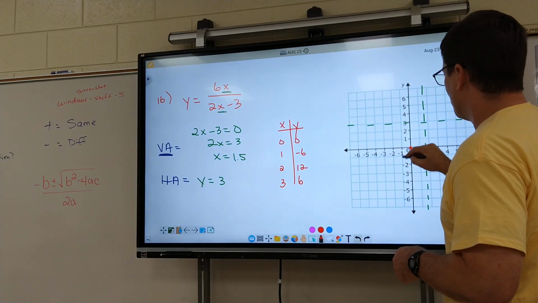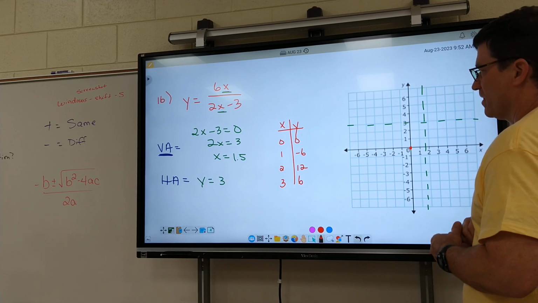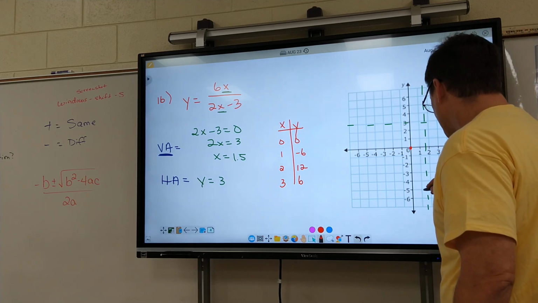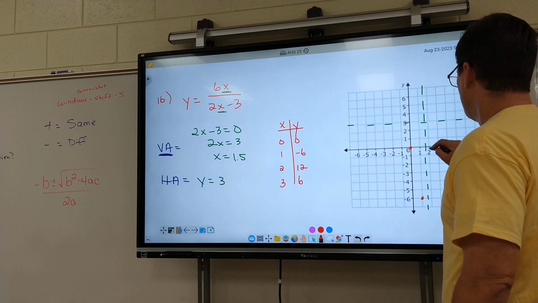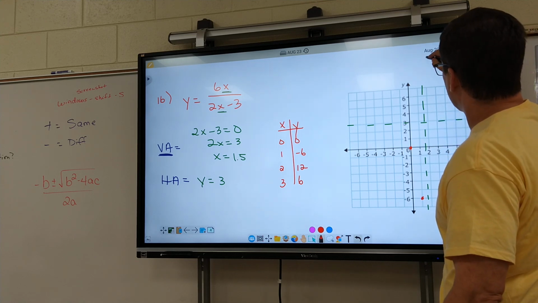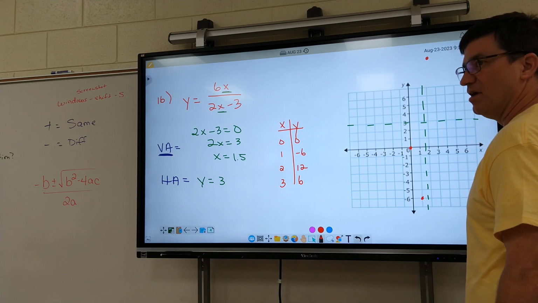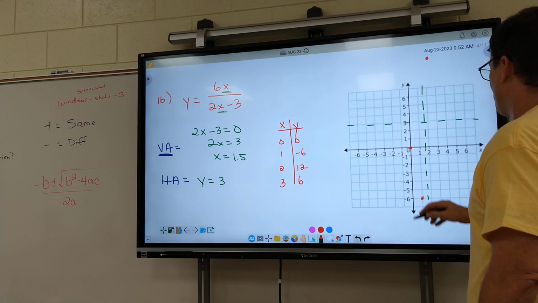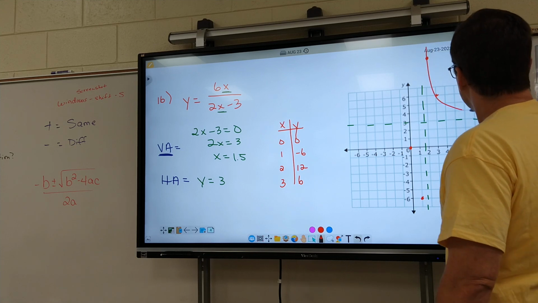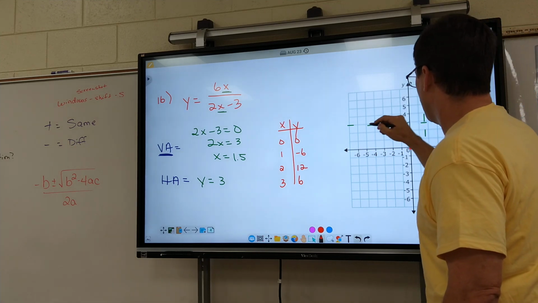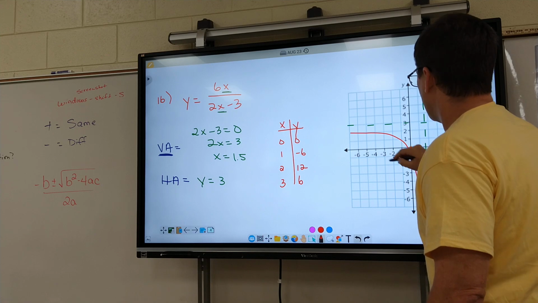0, 0 is right in the middle. That one's easy. Over 1, down 6 is right here. Over 2 up 12. That's way off my graph. I'm just going to estimate right there is good enough. Over 3 up 6 is right here. So I got a curve inside my dotted line over there and inside my dotted line over there.